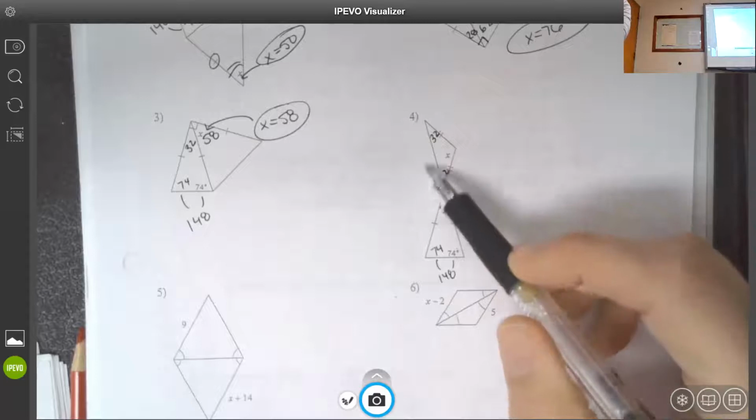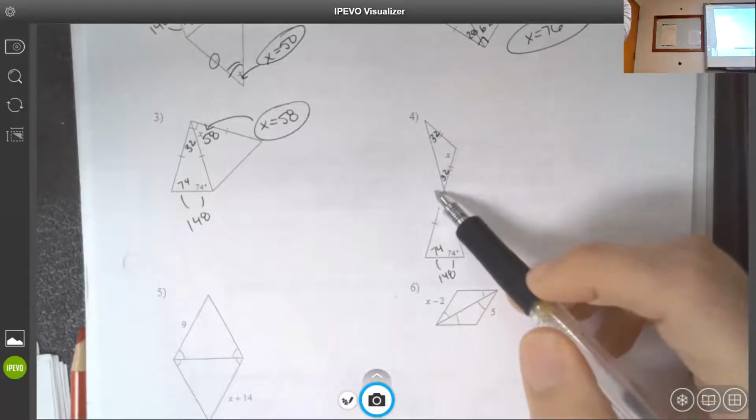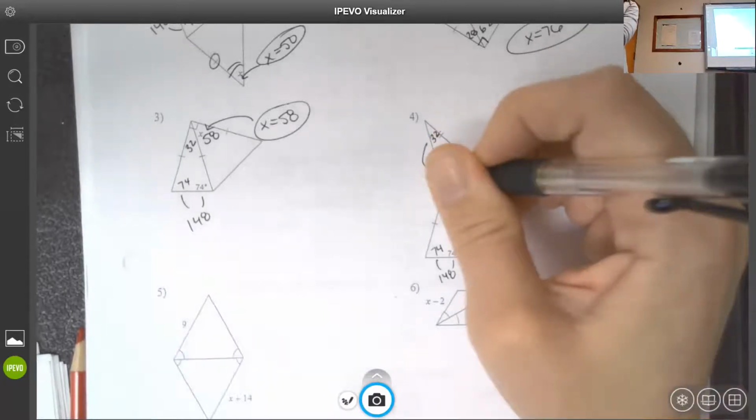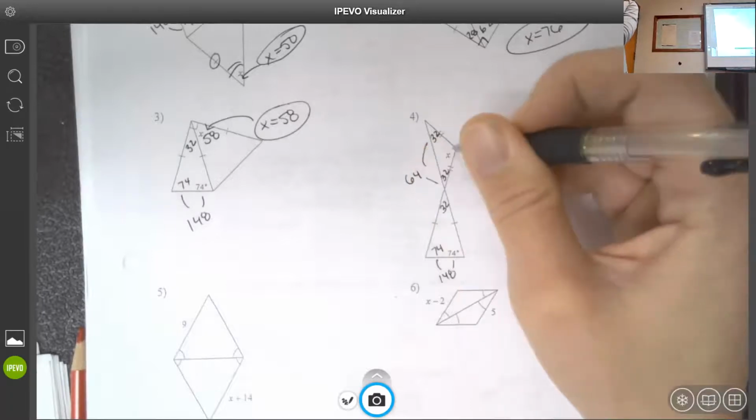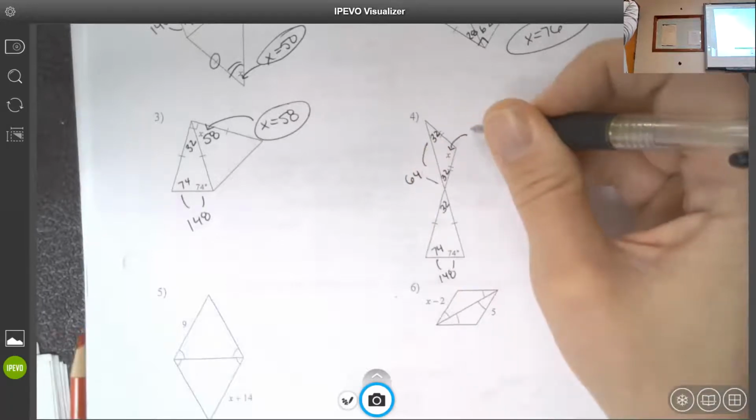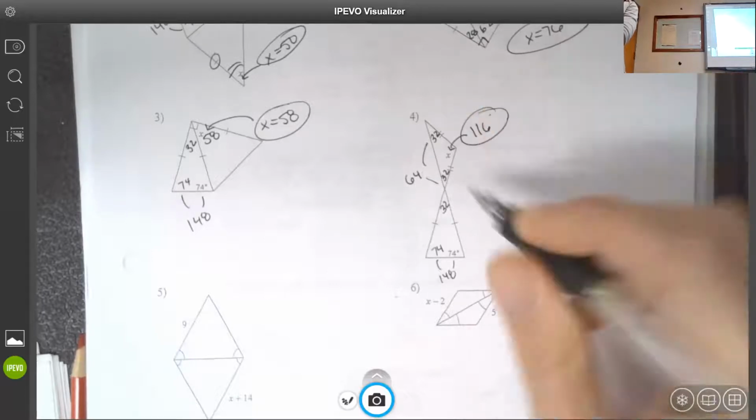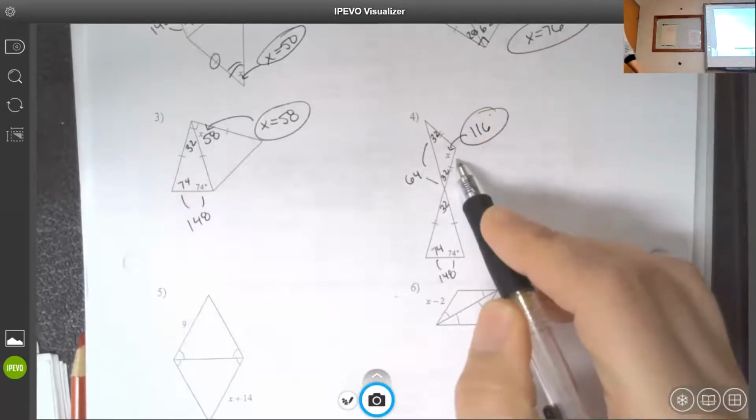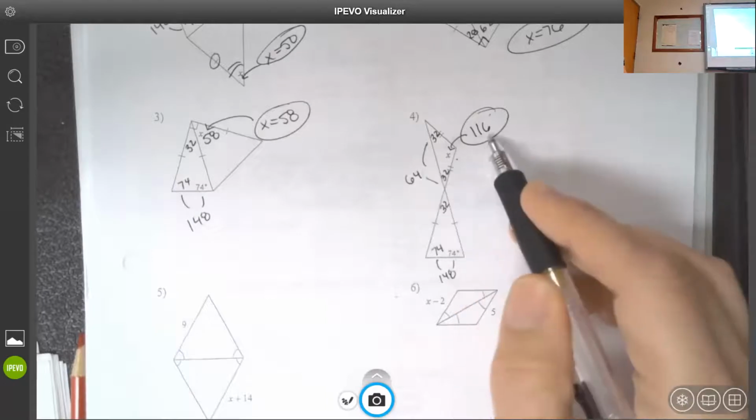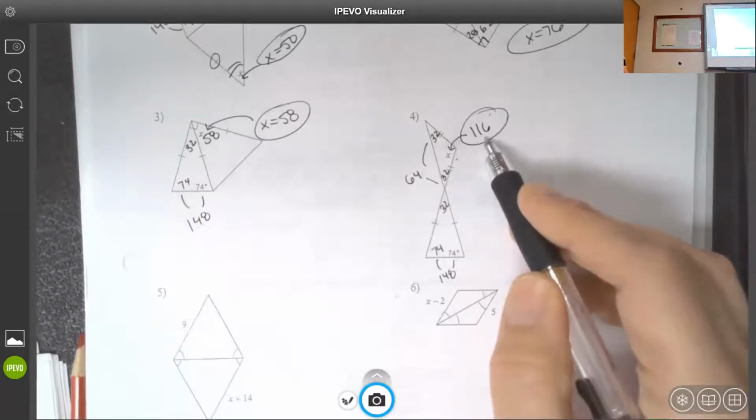And this would also be 32 because the sides match, the angles match, which is 64 altogether, and leaves me with 116 for my top angle in that triangle, adding up 64 and 116, adding up to 180.